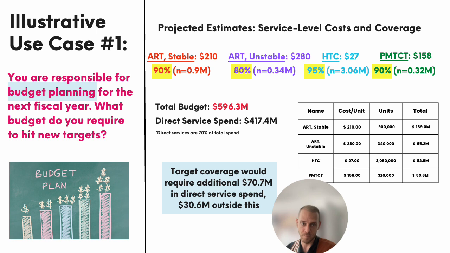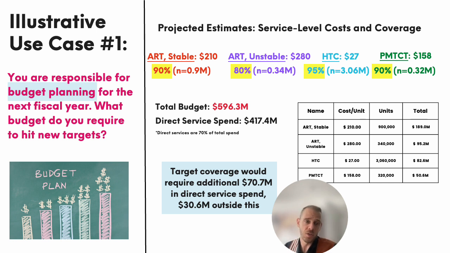$596.3 million. So in summary, we would surmise that expanding to target coverage for the next year would require roughly $70.7 million in additional direct service spend and $30.6 million in indirect costs based on our computations.